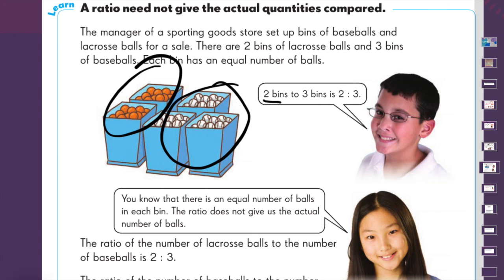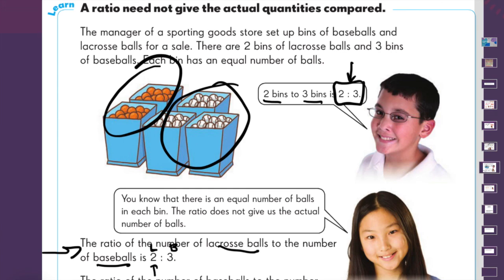We could say that there's 2 bins to 3 bins, or 2 to 3. This would be our ratio. So it doesn't give us the exact number of balls, but it gives us the ratio of the bins. So the ratio of the number of lacrosse balls to the number of baseballs. So again, order is important. Lacrosse was listed first and baseball was listed second.